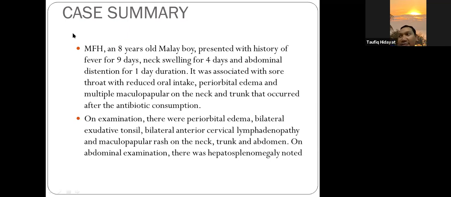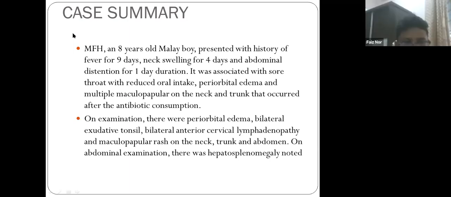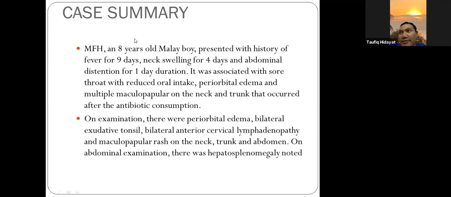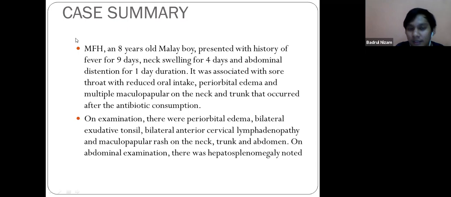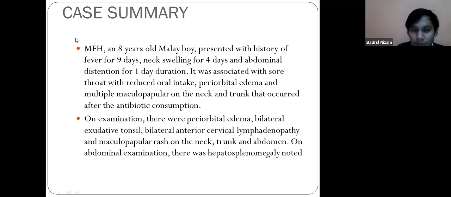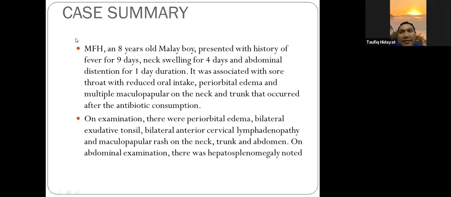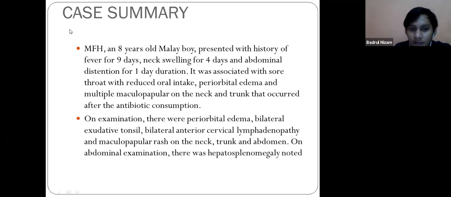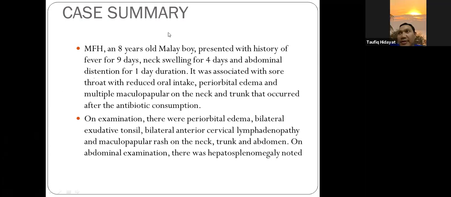What differentials? Can it also be post-streptococcal glomerulonephritis? Okay. Badrul? Yes, it's possible. Because patient has periorbital edema, and also sore throat. But is there any hematuria and hypertension? No, in this patient. Yeah, possible, tapi less likely lah. Okay, anyone else yang nak propose?